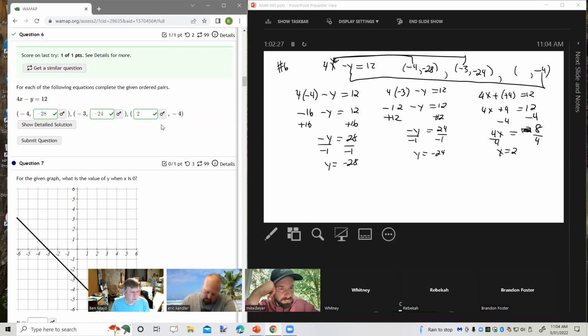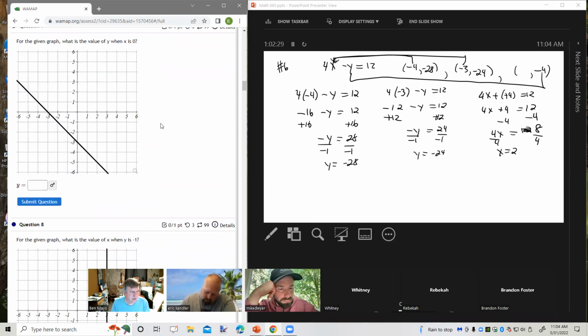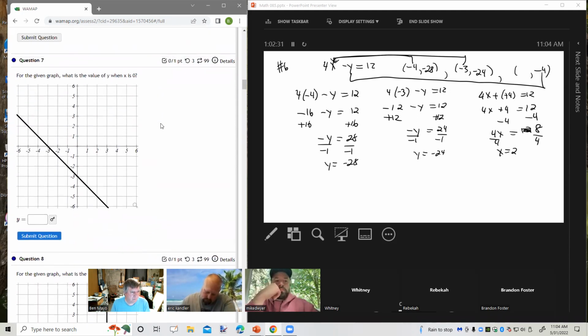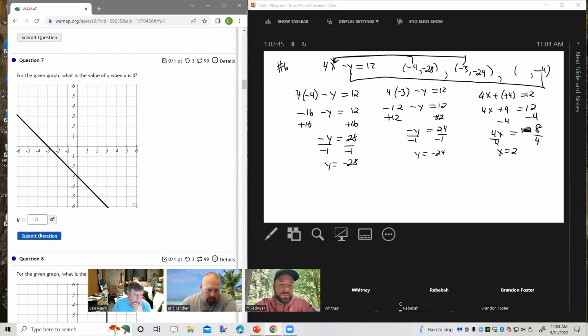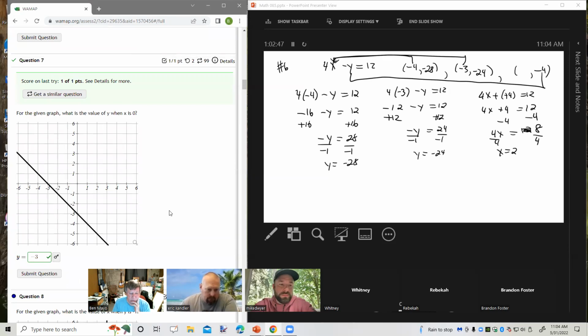Moving on to question number 7. For the given graph, what is the value of y when x is 0? X equals 0 is right here. So the value of y is -3. Questions on that?